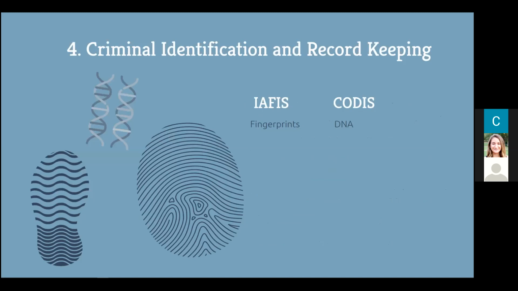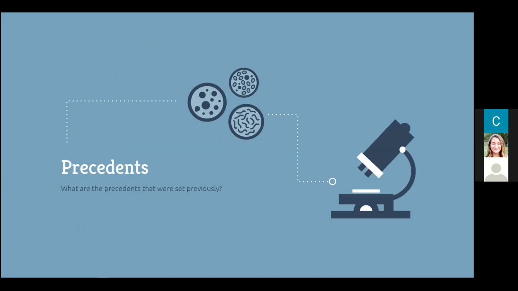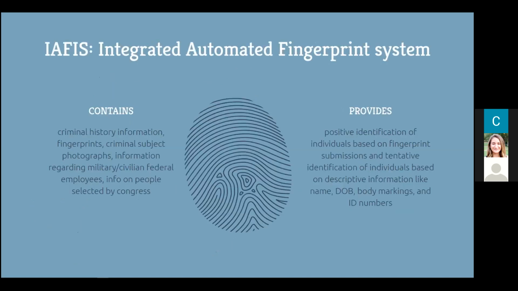Thank you, Jamal. Now I'm going to talk about precedents that were set in the past. So in other words, how has genetic information been used and dealt with previously? So Jamal mentioned APHIS, and I'll talk about it more in depth.